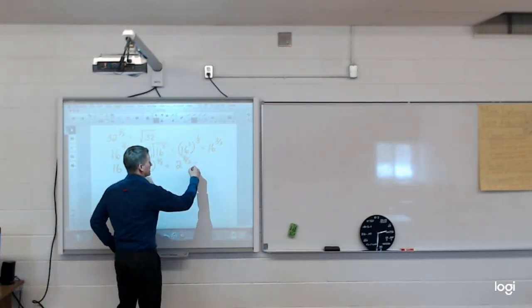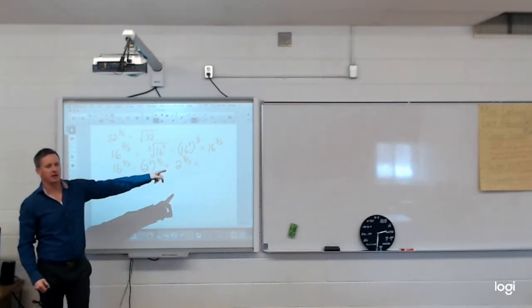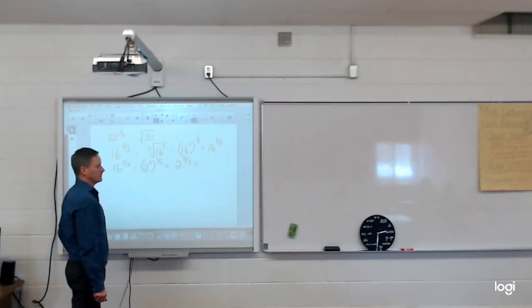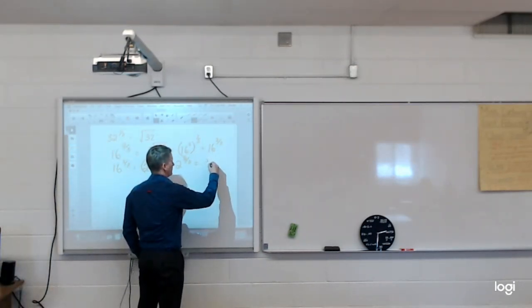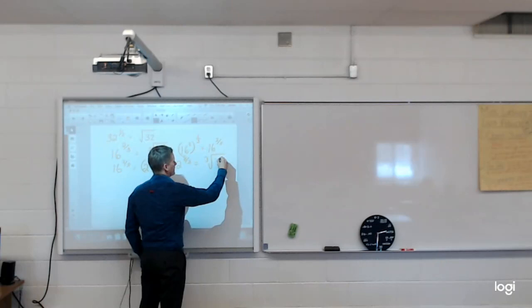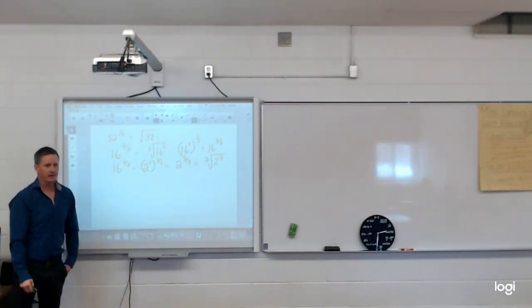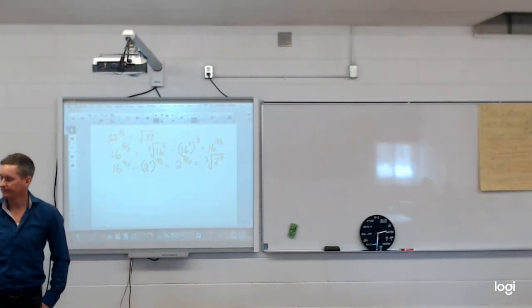What would this be? Somebody tell me, put up your hand if you think you can put that into a radical right now. Go ahead, Brooklyn, try it then. The cube root? Yeah. And 2 to the 8. 2 to the 8, that's right. That's right. Okay? Okay so far?